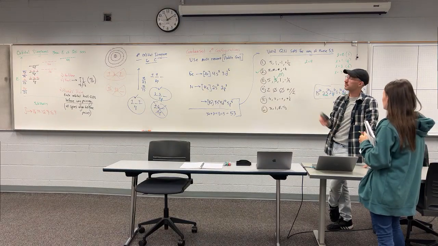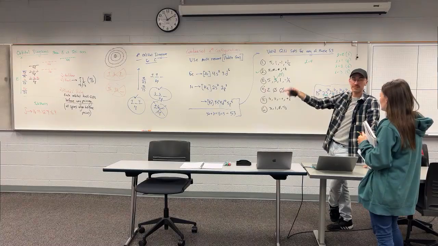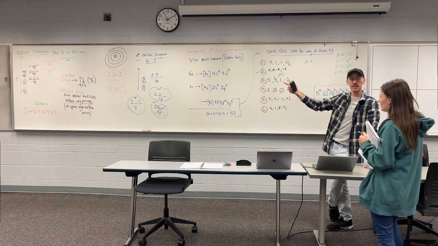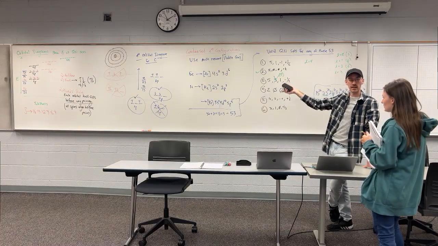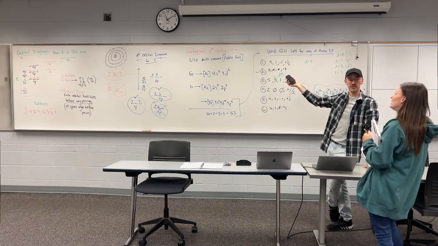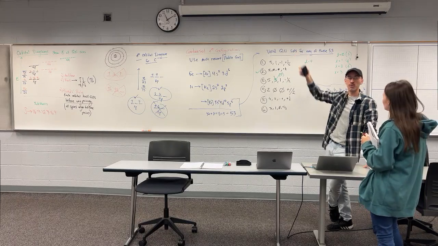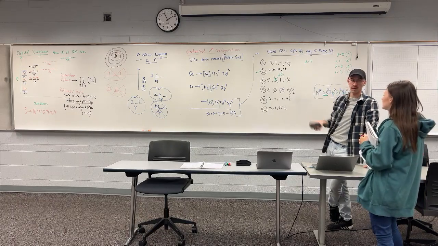Those L numbers are what we call the orbitals. S is L equals 0, P is L equals 1, D is L equals 2, F is L equals 3. It goes on, but we don't see electrons occupy anything more than L equals 3.